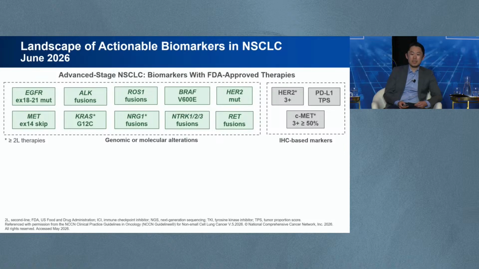And so here, this is the list of all the actionable biomarkers in our patients with non-small cell lung cancer in the advanced setting currently. And so here, I've organized them on the left. These are the 10 must-test genomic or molecular biomarkers. And on the right are 3 biomarkers that we should be testing using IHC or immunohistochemistry.